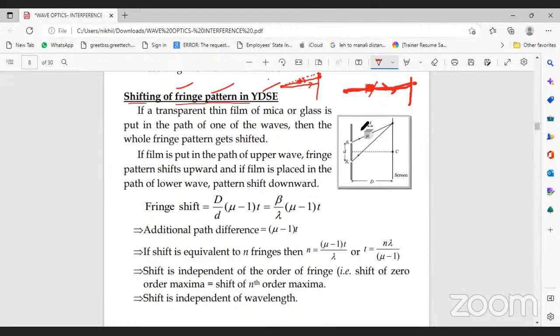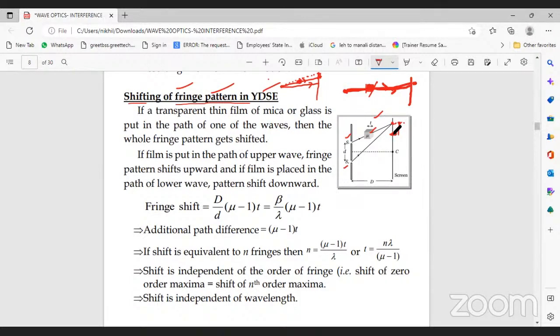How does that fringe shifting take place? Now look at this diagram, Ajay. There are two coherent sources, S1 and S2. In this, we are going to place one slab of thickness T and refractive index mu. At this particular point, the interference is obtained. In the absence of this slab, the interference would be obtained here. Because of this slab, the interference is shifted to this particular point.